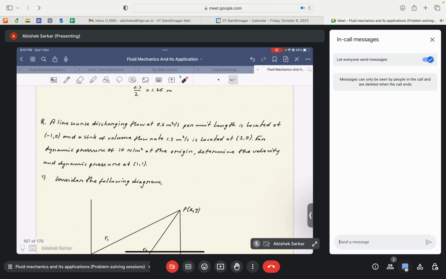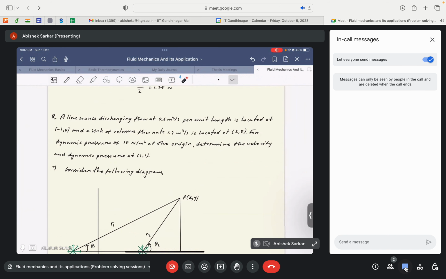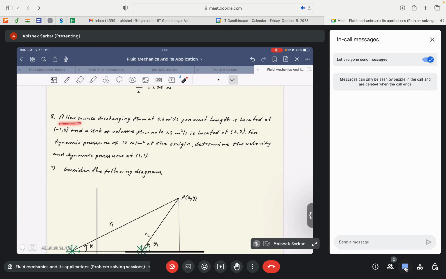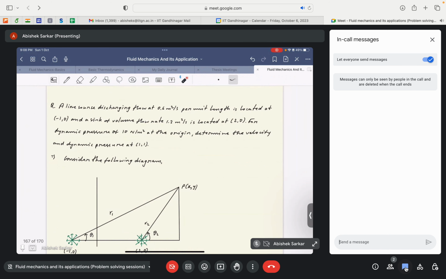Okay, now we look at the next question. It tells that a line source discharging flow at 0.6 meter square per second per unit length is located at -10, and a sink of volume flow rate 1.2 meter square per second is located at 20. Okay, a line source and a sink. For a dynamic pressure of 10 Newton per meter square at the origin, determine the velocity and the dynamic pressure at point 1, 1.